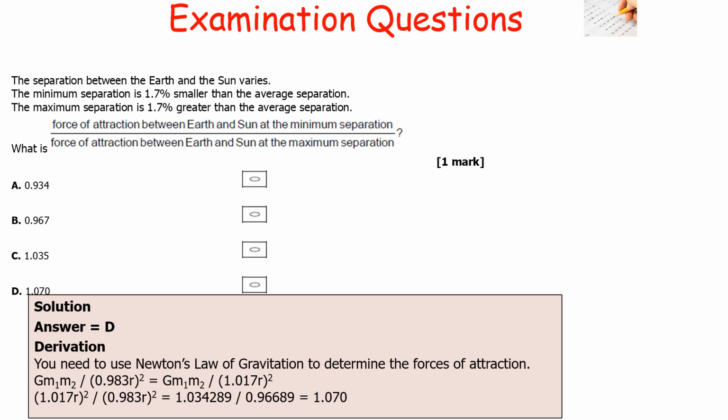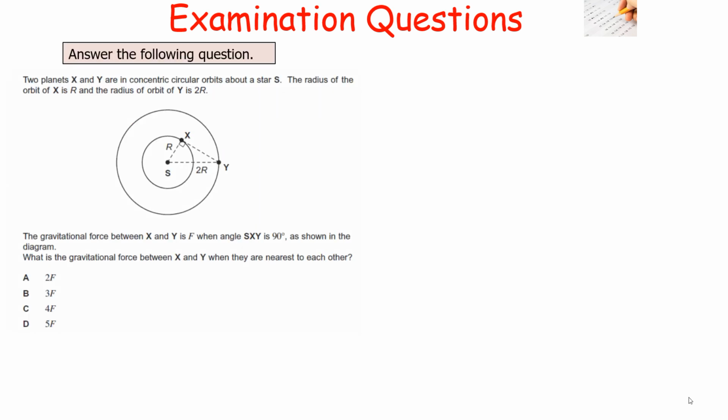So as a result, at the maximum separation, r is going to be 1.017, and at the minimum, r is going to be 0.983. So what we can therefore do is put 0.983 next to r squared at the minimum, and then 1.017 at the max next to r squared in the maximum. We can then ratio the two, work it through, and we get 1.070.